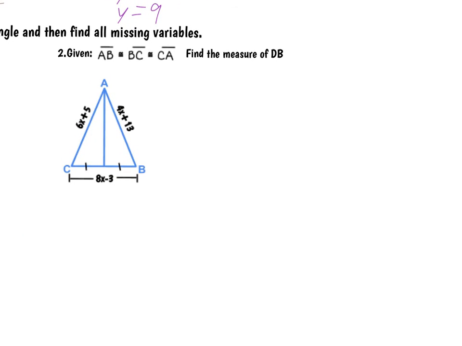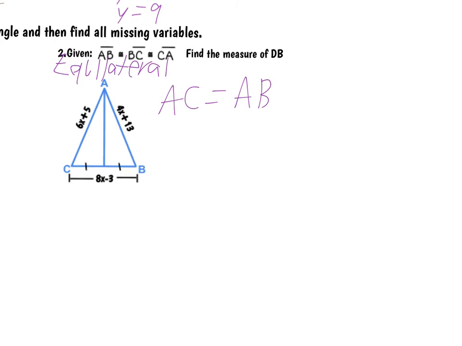All right. Given that AB is congruent to BC, congruent to CA, find the measure of DB. Well, this is an equilateral triangle, which means all the sides are equal, which means all the angles inside are equal. So we're going to find our x value by saying any two of these sides equal to each other. So let's see, what are some nice numbers? Let's take AC and set equal to AB.